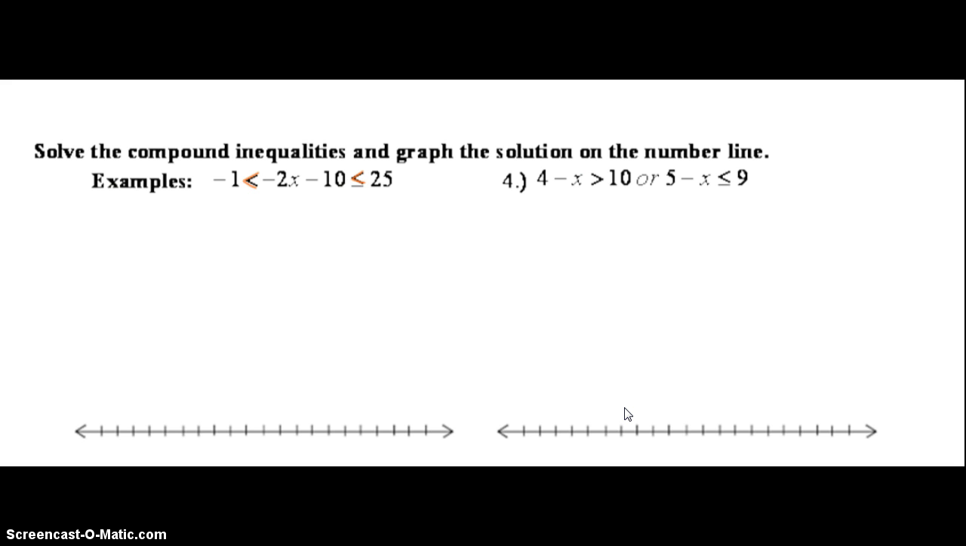The last example is solving for the compound inequality. What makes this a compound inequality is there's more than one inequality involved. And I'll graph the solution. I go back to asking myself the same questions. Can I distribute? Well, there's no parentheses, so I don't think I have to distribute.